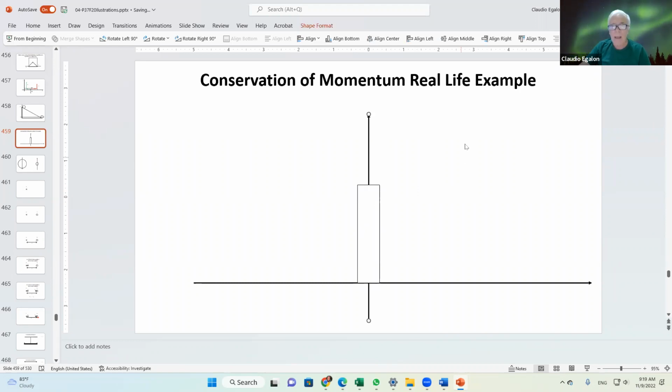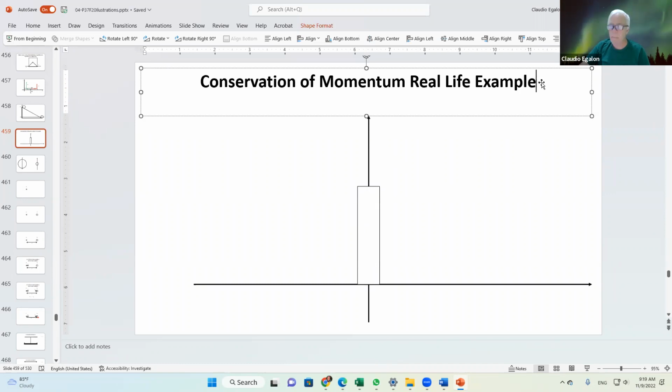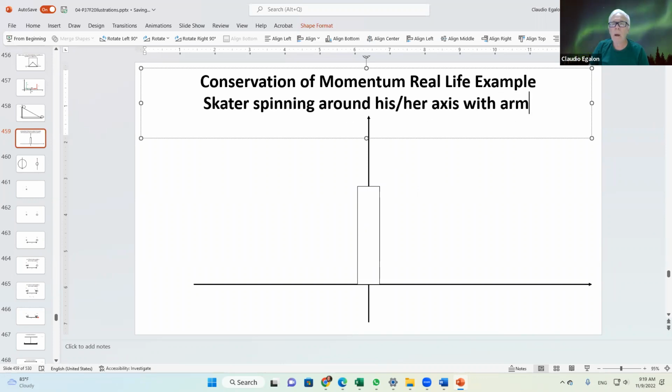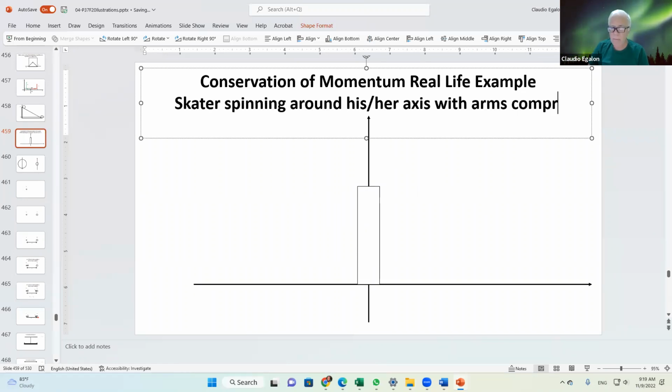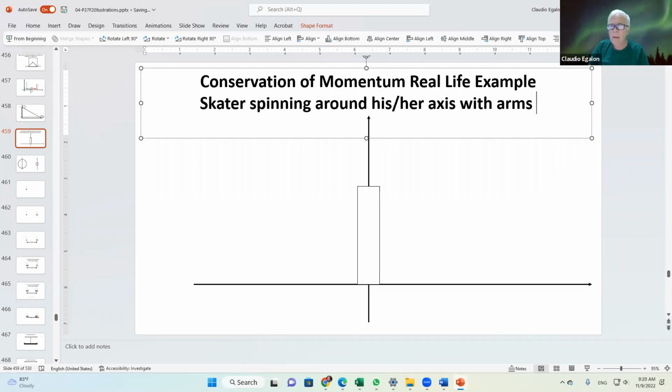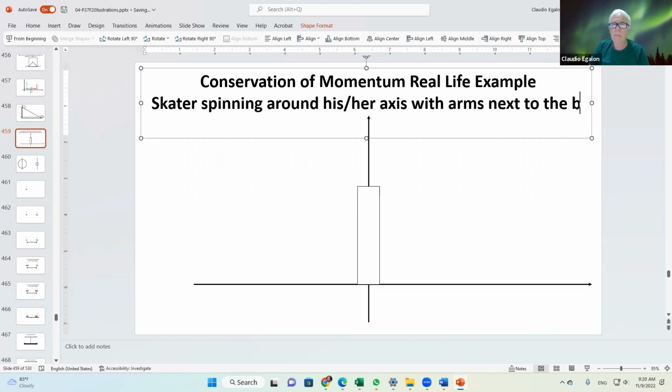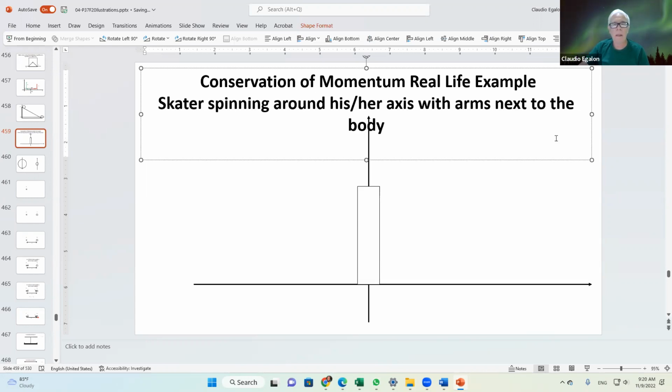So here you go. Consider a momentum real life example. A skater spinning around her axis with arm compressed, right? With arm not extended, with arm next to the body. Life example.